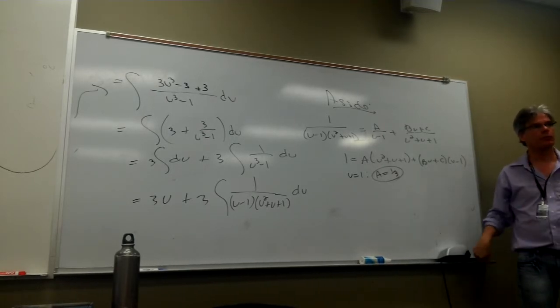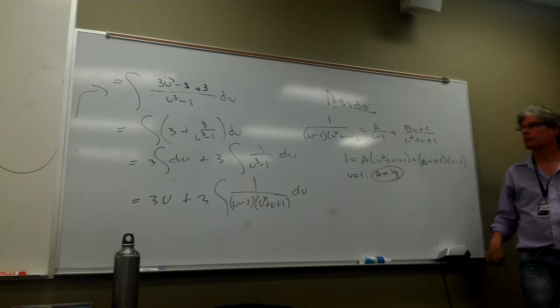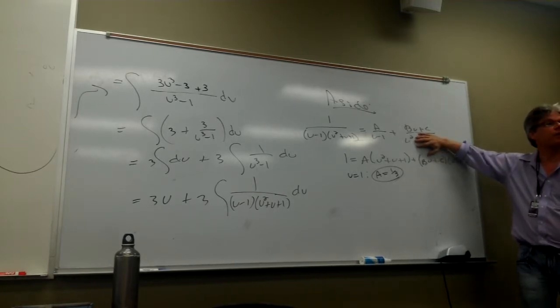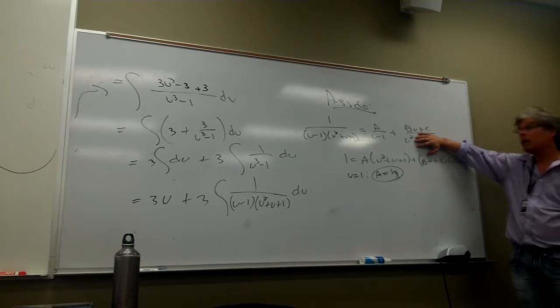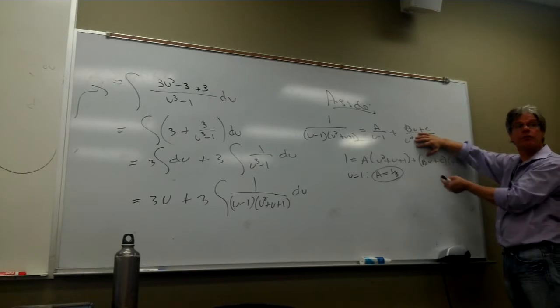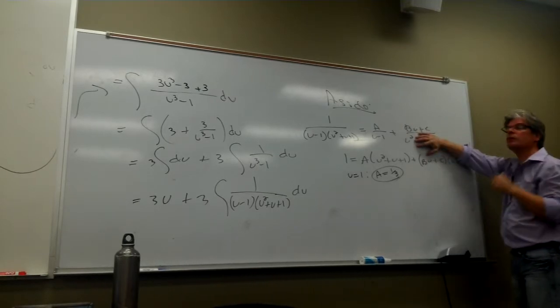If it was just u squared alone, without the u plus 1, I think nothing would change upstairs. I still think I'd put up that linear expression. Because just with that one term, it's still quadratic. It's still a degree 2, so I want my numerator to be as big as degree 1.